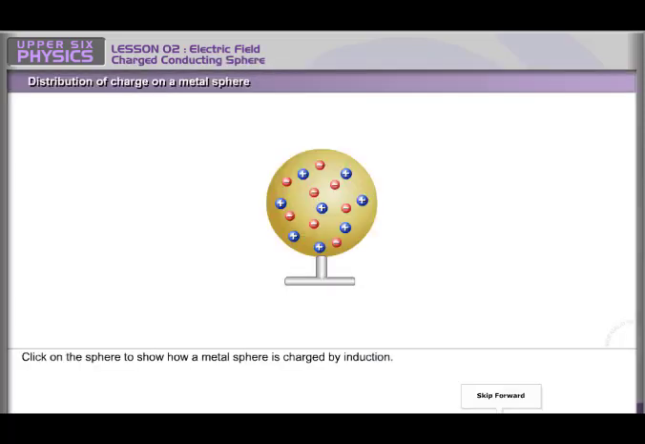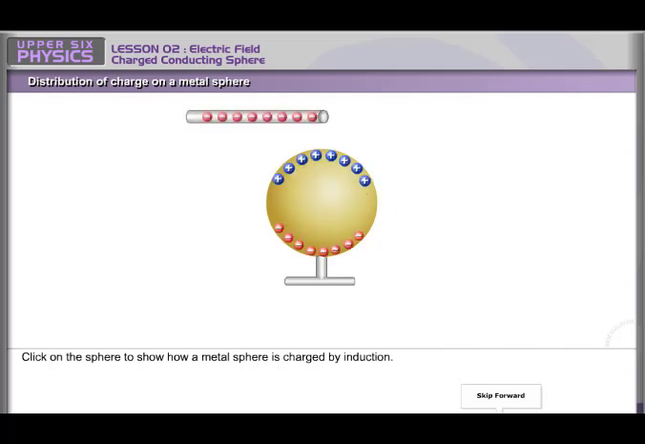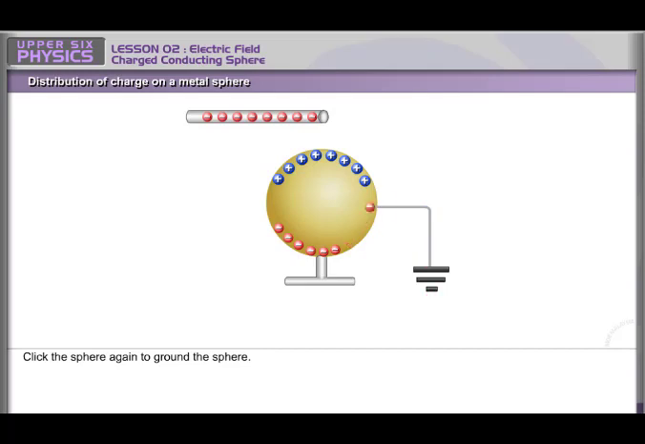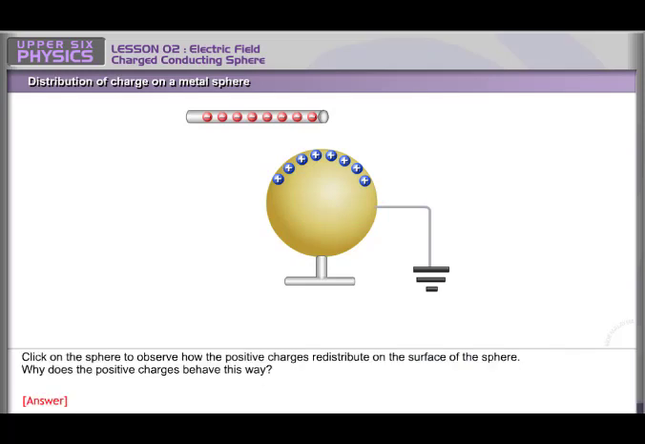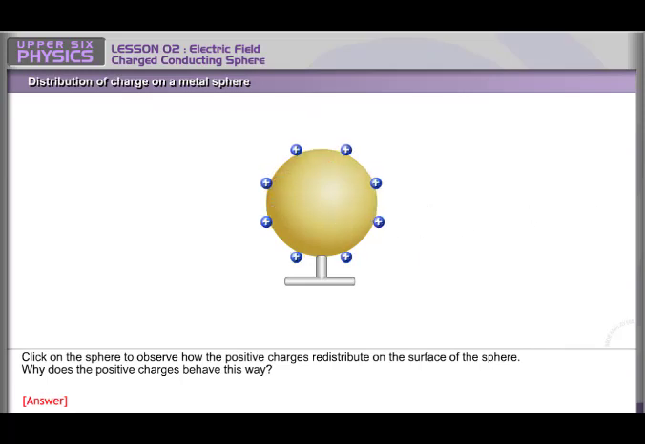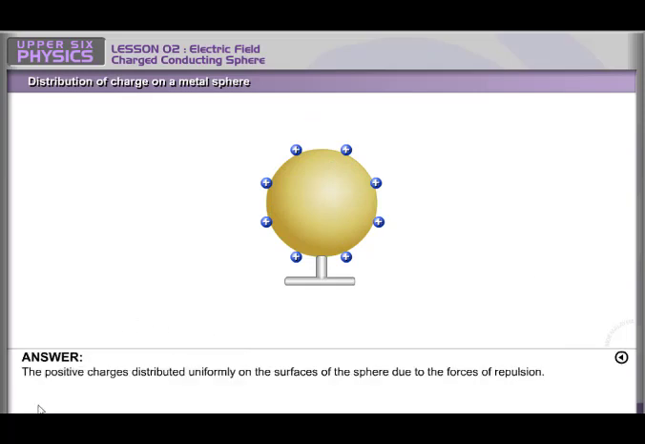Click on the sphere to show how a metal sphere is charged by induction. Click the sphere again to ground the sphere. Click on the sphere to observe how the positive charges redistribute on the surface of the sphere. Why do the positive charges behave this way? Answer: the positive charges are distributed uniformly on the surface of the sphere due to the forces of repulsion.